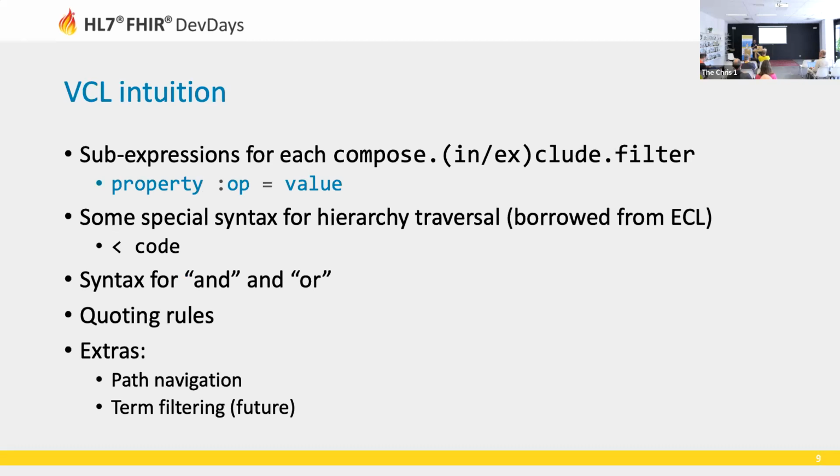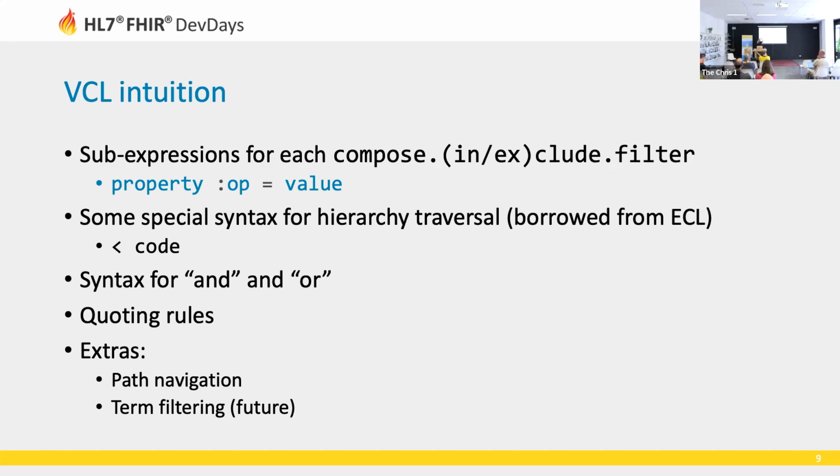So the intuition around VCL, if you don't know ECL, and you're just coming to this from value sets, so you understand there's the compose, include, or exclude filter, is that we have a property, an operator, and a value, and that's how it translates into the language. We put a colon immediately before the operator name in the syntax. That just helps with the parsing. That's basically it.